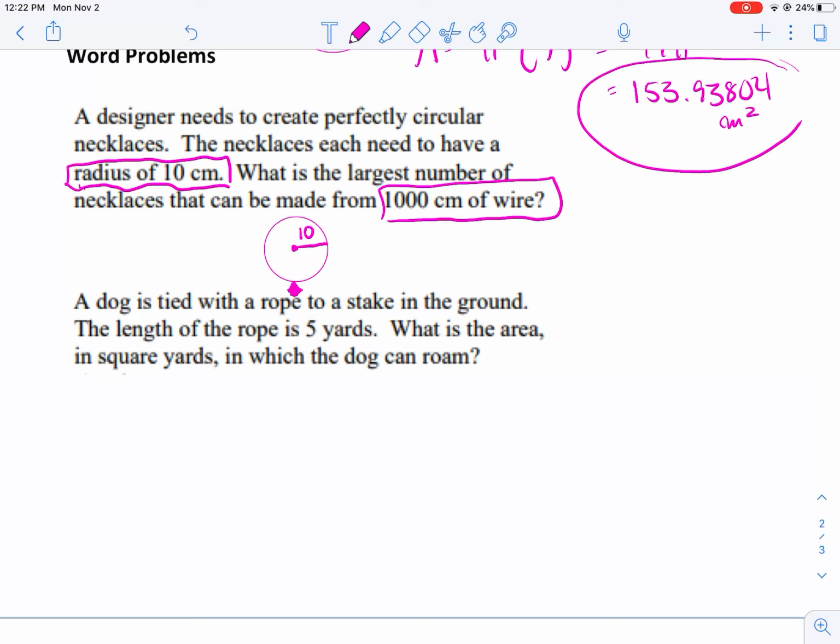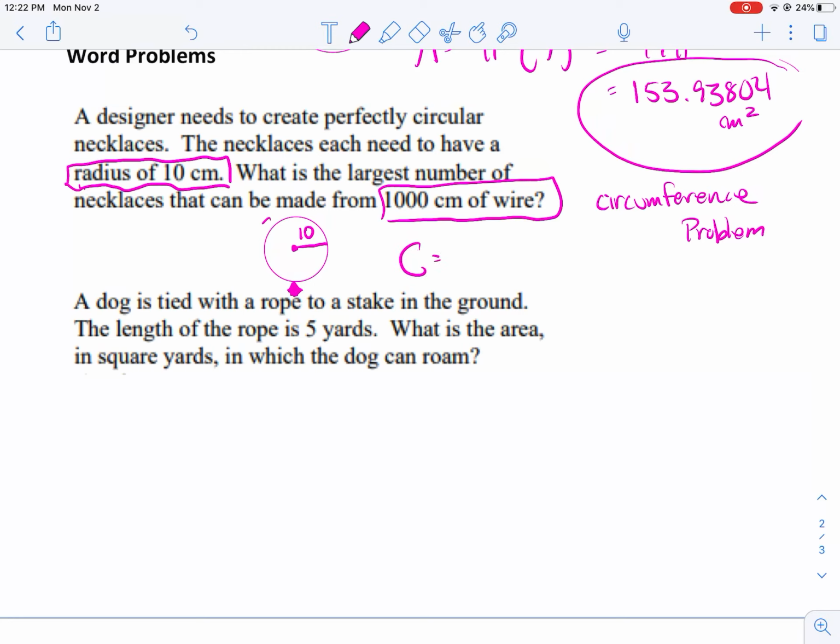Okay, so first we need to figure out, all right, what is the distance, right? What is the measurement of this necklace with a radius of 10? And I'm talking about the outside. So this is a circumference problem, right? Because we don't care about the inside of the necklace there, right? We don't want to fill that part in because that's where your head goes, all right? So we're worried about the outside, all right?